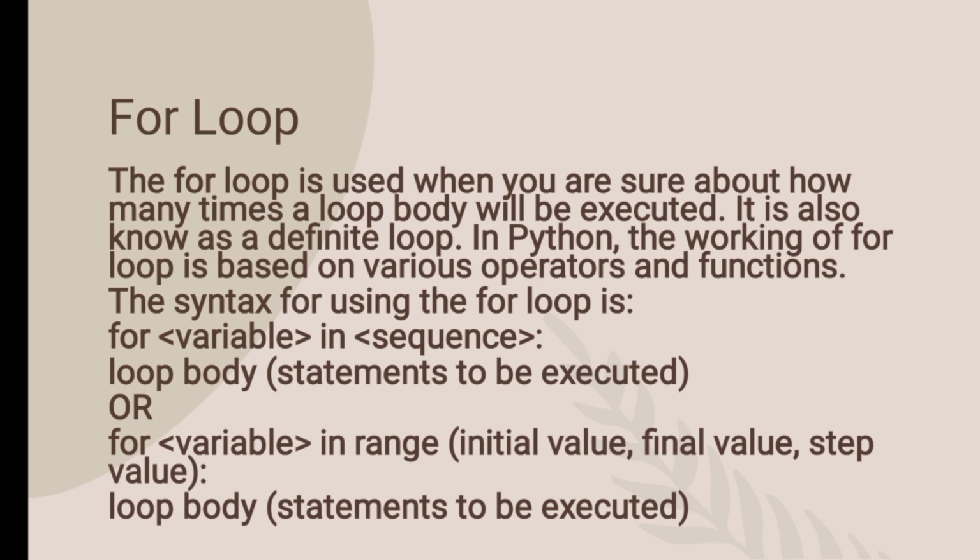In Python, the working of the for loop is based on various operations, operators and functions. The syntax is given on the screen: for variable in sequence, then the loop body, the statements that are to be executed. Or it can be for, then the variable name, in range, initial value, final value and step value. And then the loop body that is to be executed.